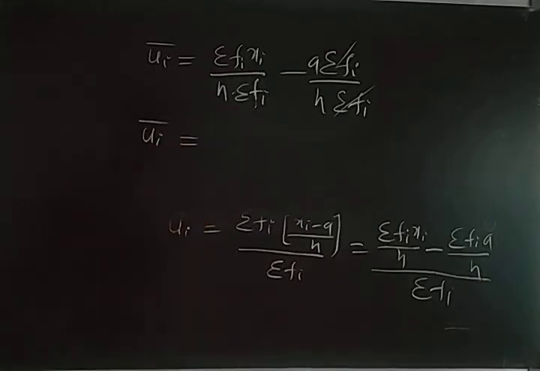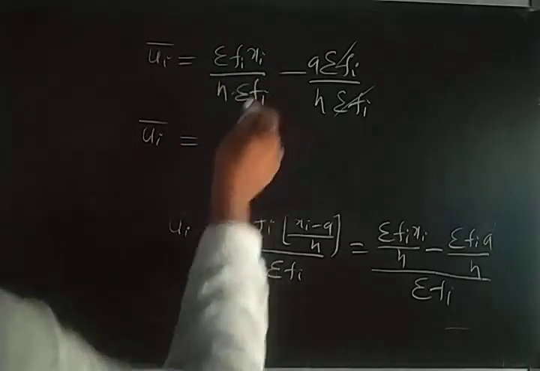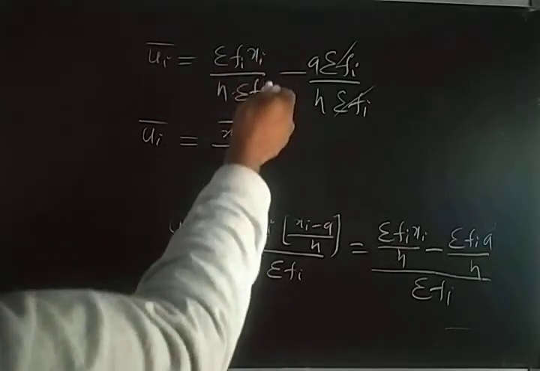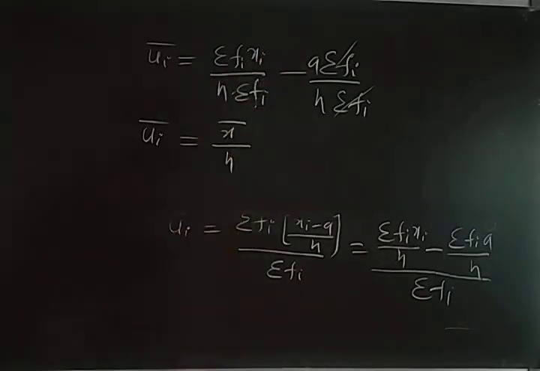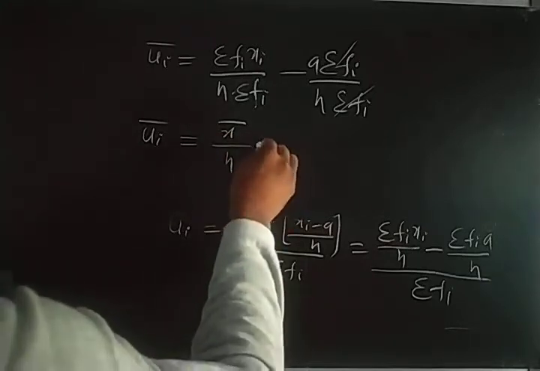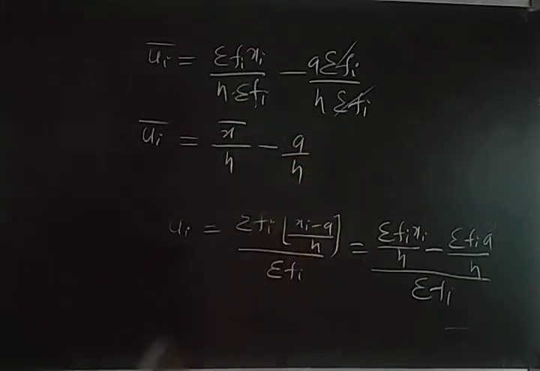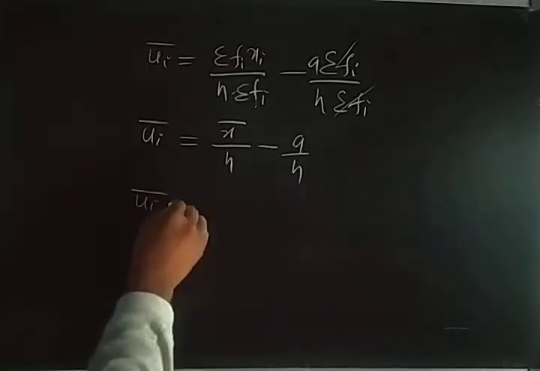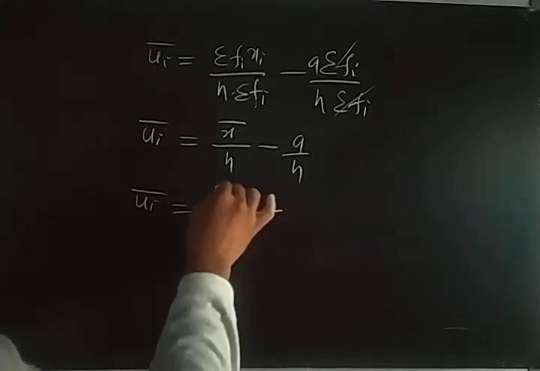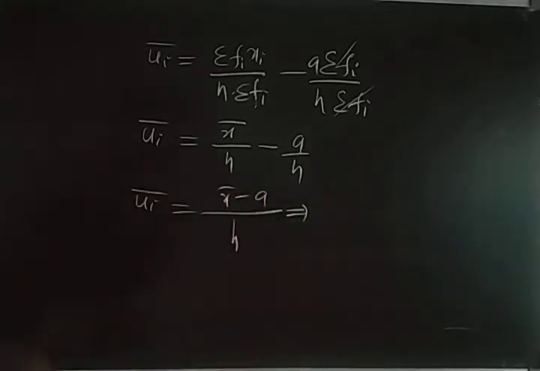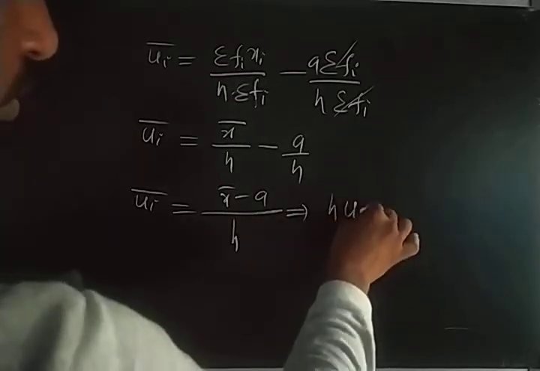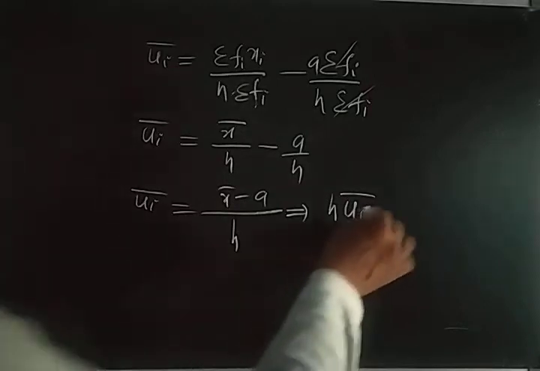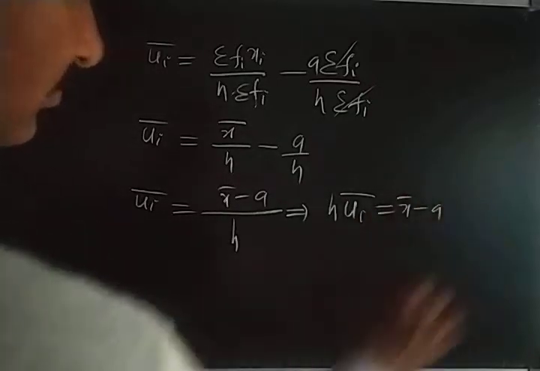Ui bar is equal to summation fi xi by summation fi, which will be x bar by h. Why? Because summation fi xi by summation fi is given by x bar, which is the mean of xi. Here a by h. Now I am taking h LCM. Ui bar is equal to, taking h common, x bar minus a. By sending h to the left hand side, h into ui bar is equal to x bar minus a.